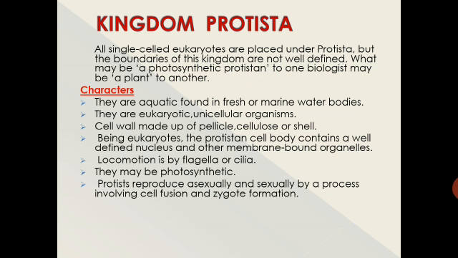They move by means of flagella or cilia, so locomotion here is by means of flagella or cilia. They may be photosynthetic also. Protists reproduce asexually and by sexual methods. Asexually, they reproduce by binary fission, multiple fission, budding, sporulation and cyst formation, whereas sexual reproduction occurs by the formation of gametes of different types.